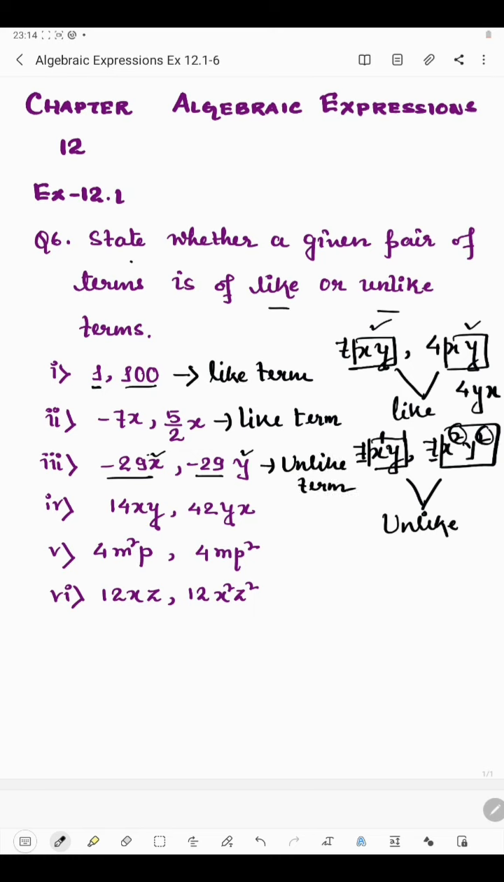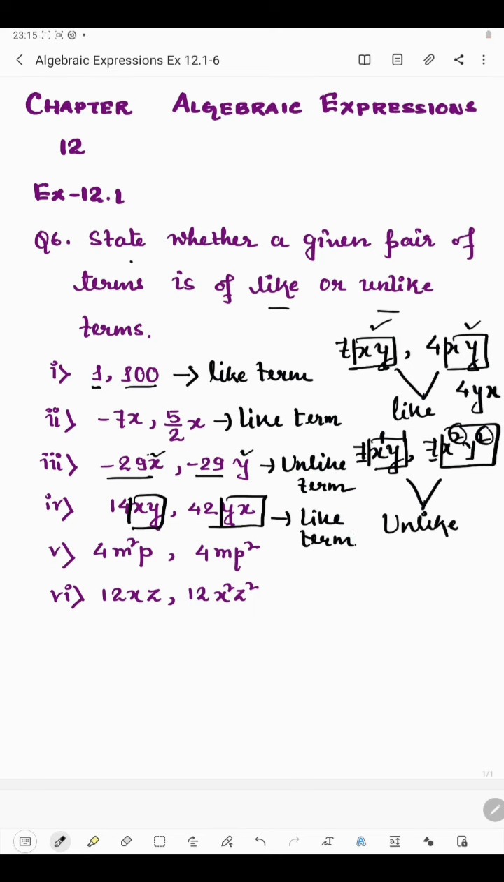Now in the fourth part we have 14xy and 42yx. So xy and yx, is it same? Yes, it is same, because when you multiply x and y, we will get xy or yx, it's same. So this is called like term.